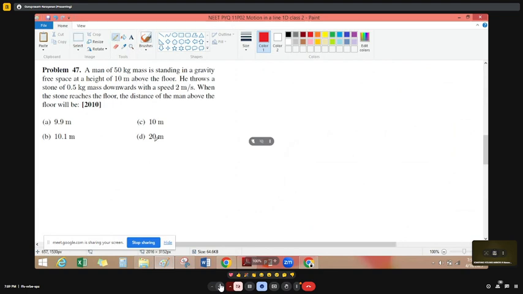A man of 50 kg mass is standing in a gravity-free space at a height of 10 meter above the floor. He throws a stone of 0.5 kg mass downwards with the speed of 2 meter per second. So the floor is here. The man is here, which means he is floating around like an international space station. You would have seen it. So this man is 50 kg, 10 meter above the ground. So this is 10 meter.